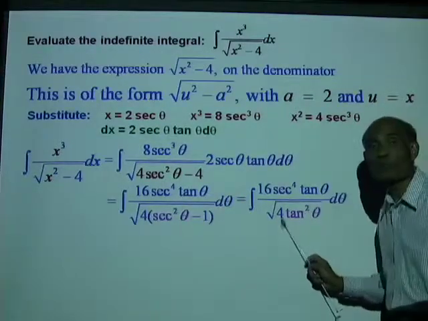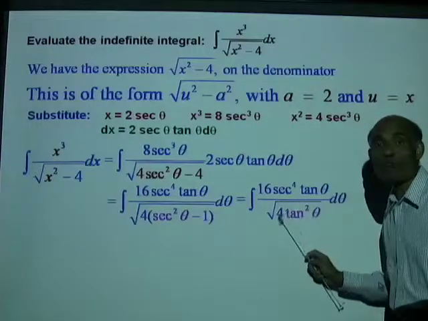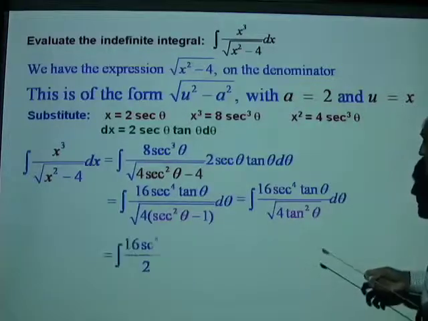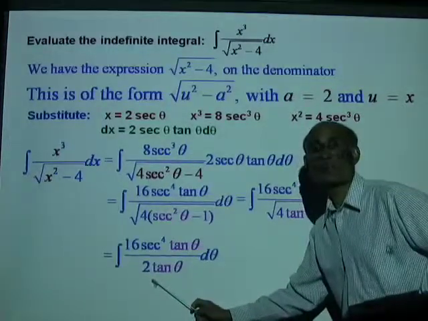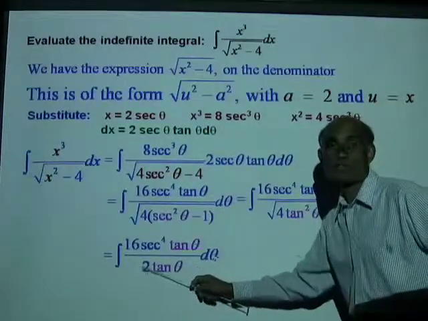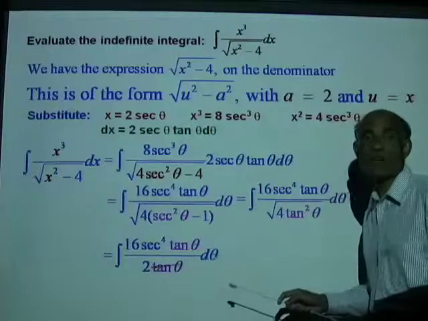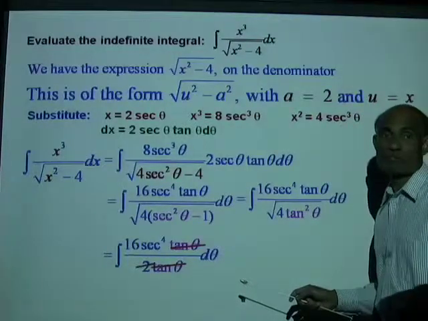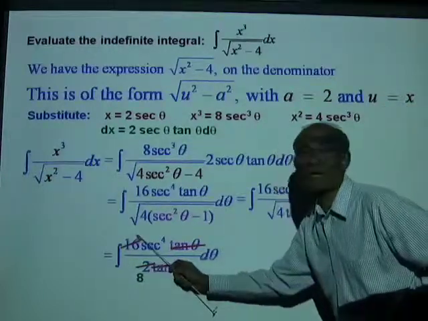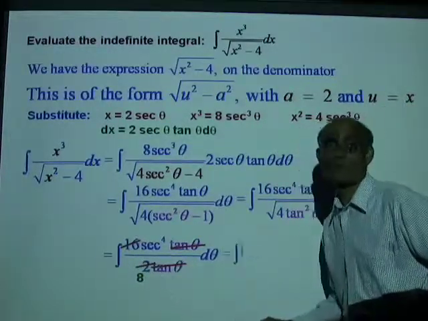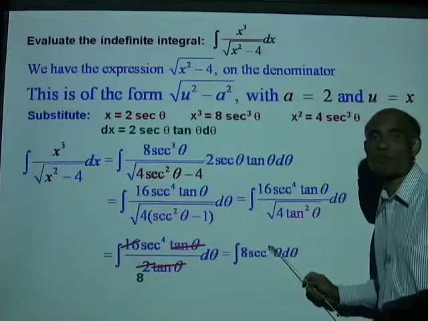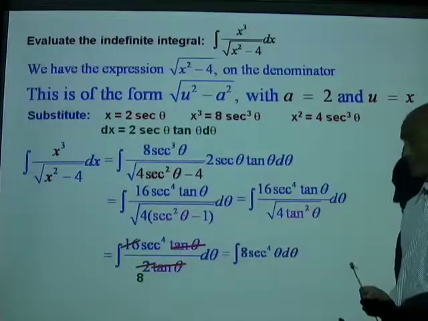What is our next step? Well, square root of 4 tan squared theta is 2 tan theta. That is what we do in the next step. And we have a tan theta, and a tan theta goes. 2 goes in 16 8 times. So let's do that. Uh-oh. That 8 must stay up there, not down here. Is that right? Right. So that will be integral 8 secant to the power of 4 theta d theta.